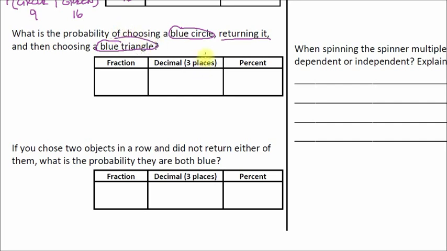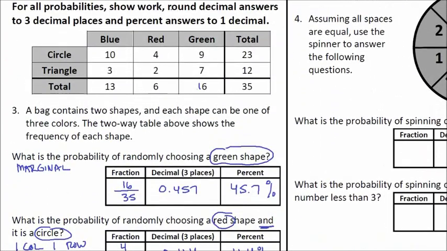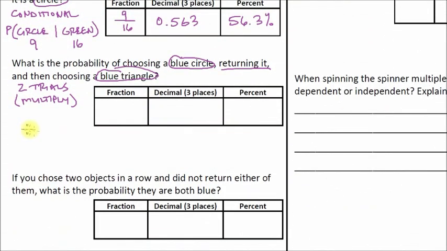Well, remember, class, in this case, you've got 2 trials. There are 2 trials. And that means we are going to be multiplying probabilities, or multiply each probability. So let's do our first experiment, or our first event, our first trial, sorry. Pick a blue circle. Well, we've got how many blue circles? 10 blue circles out of 35. So our first probability is going to be 10 divided by 35.